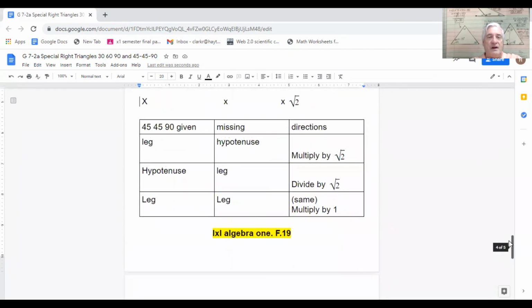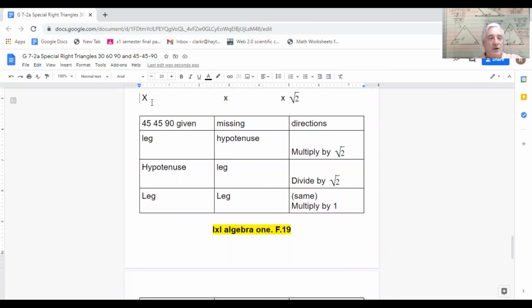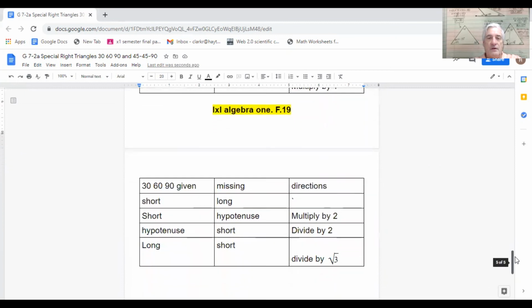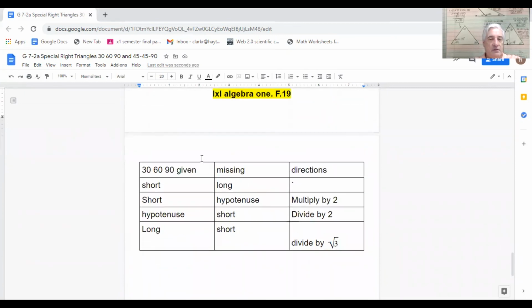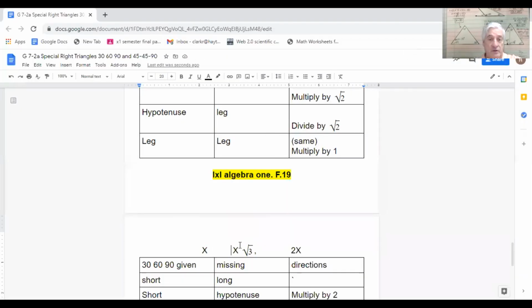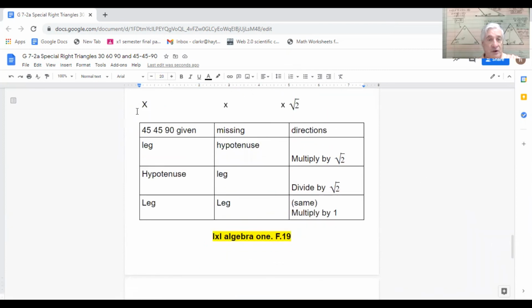All right, this is the 45, 45, 90. And once again, what you have to memorize is x, x, x square root of 2. And this is the 30, 60, 90. What you have to memorize there is x, x times the square root of 3, and 2x for the hypotenuse. This is short, long, hypotenuse. And the 45, 45, 90 is short, short, hypotenuse. So this is x, x, x square root of 2.